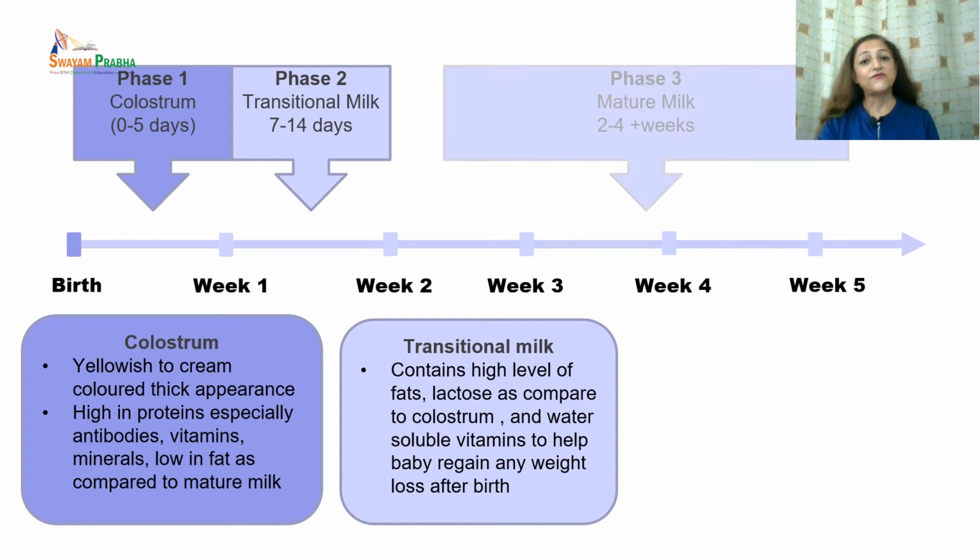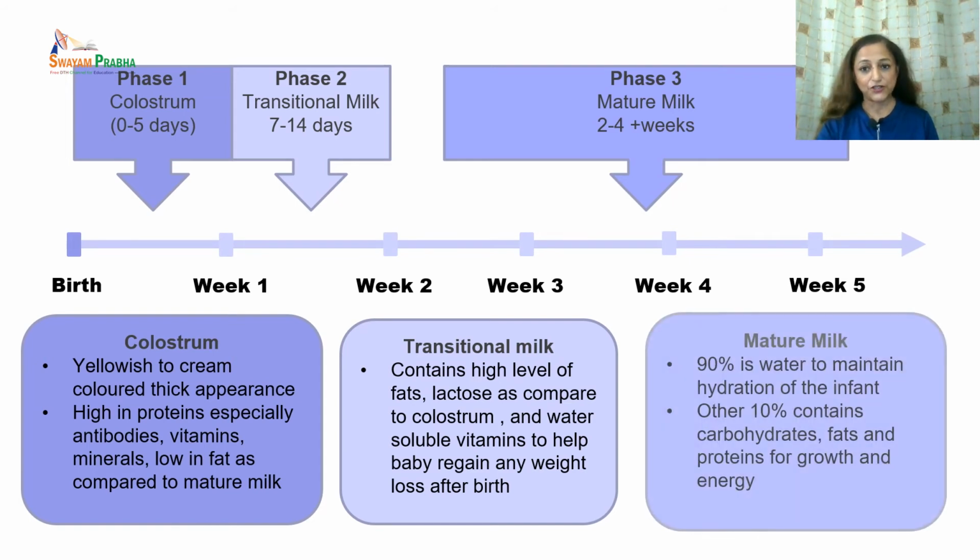Now this phase 2 is followed by phase 3. This is the phase marked by the secretion of mature milk by the mother's body. This could start anywhere between 2 to 4 weeks of the baby's age. This mature milk contains around 90% water to maintain the hydration of the infant, and the other 10% contains carbohydrates, fats and proteins for the growth and energy needs of the infant.